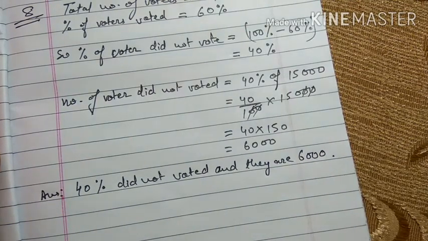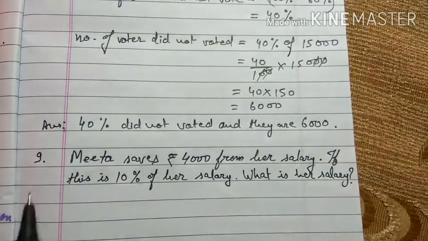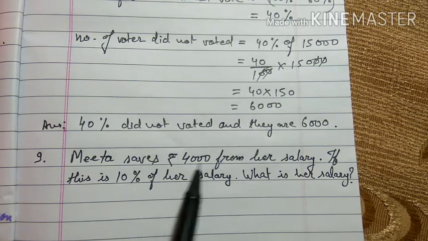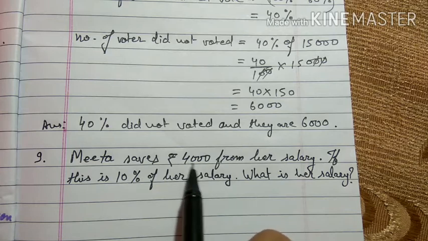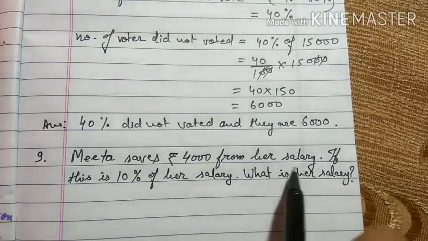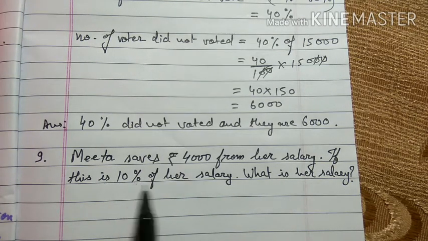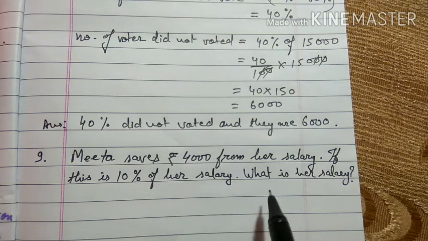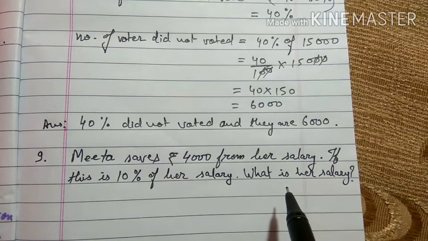Right, now come to the next question, question number 9. So this is question number 9. Meeta saves 4,000 rupees from her salary. Okay, this is the saving, 4,000 rupees she saved from her salary. If this is 10% of her salary, means the saving is 10% of her salary. So 10% of her salary is equal to 4,000. So what is her salary? We need to find out what is the actual salary Meeta got.